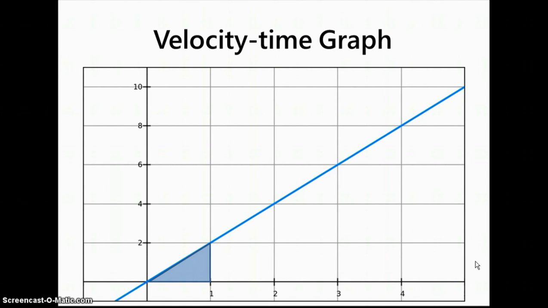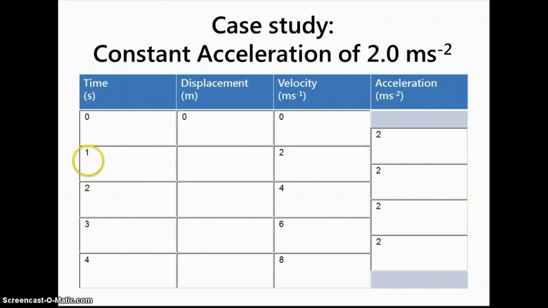In the first second, in order for us to calculate the displacement, we need to look at the area under the graph. So the area under the graph is depicted by the blue triangle, and the area of this triangle will be half times 1 times 2, which gives us a displacement of 1 meter. So I'll key in the value 1 meter here.